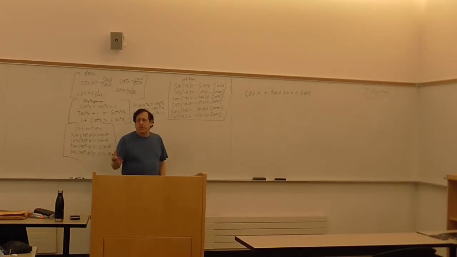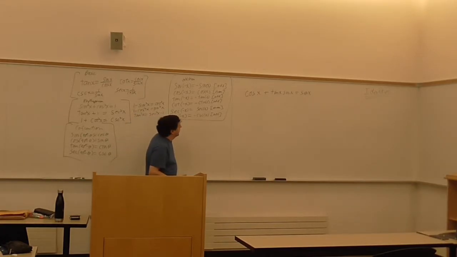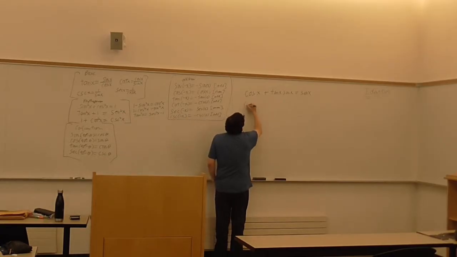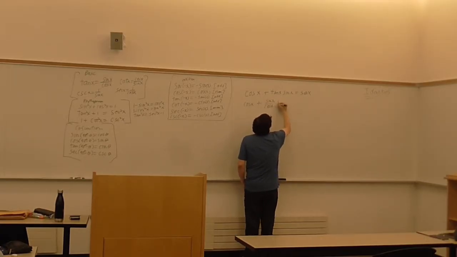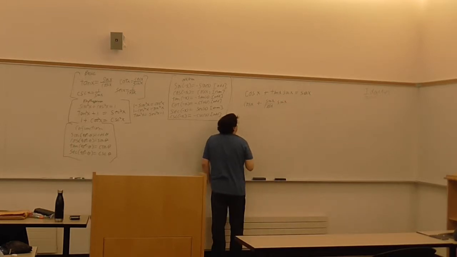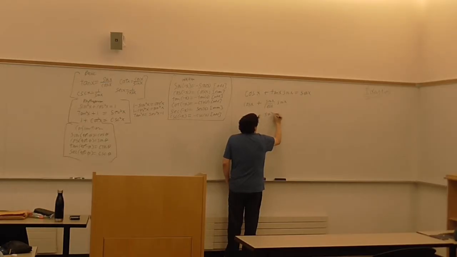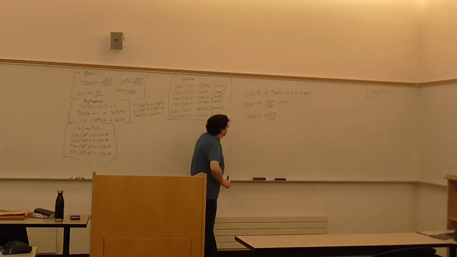Well, let's try that strategy where we convert everything to sines and cosines. Again, it's going to often be very useful. Not always, but so we have the cosine of x plus tangent of x, which is sine of x over cosine of x times sine of x, which is just cosine of x plus sine squared x over cosine of x.